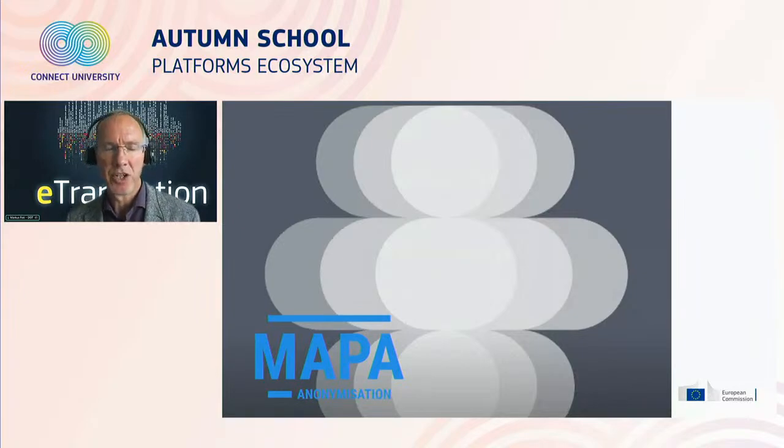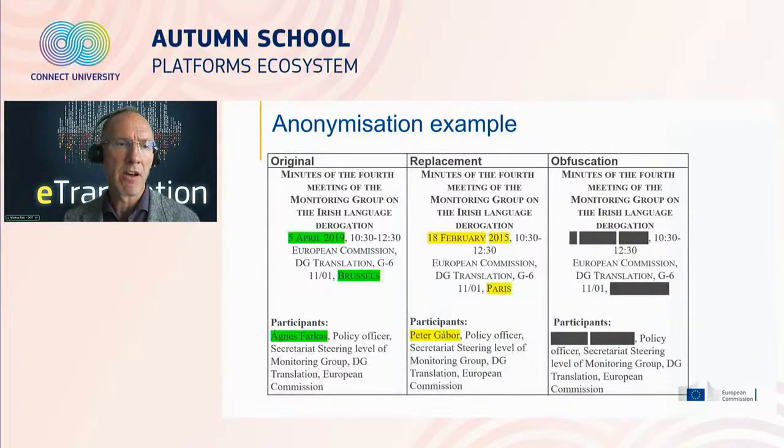So through the web page that I showed you, you can submit documents and you have a couple of choices. You have the original on the left here. You can ask to replace identifiable information with something fictitious. So you see that 5th of April 2019 has become 18th of February 2015 in the second one. Or you can obfuscate it. You can black it out, redact it if you wish. And here you see that black bars have been placed over the identifiable information.